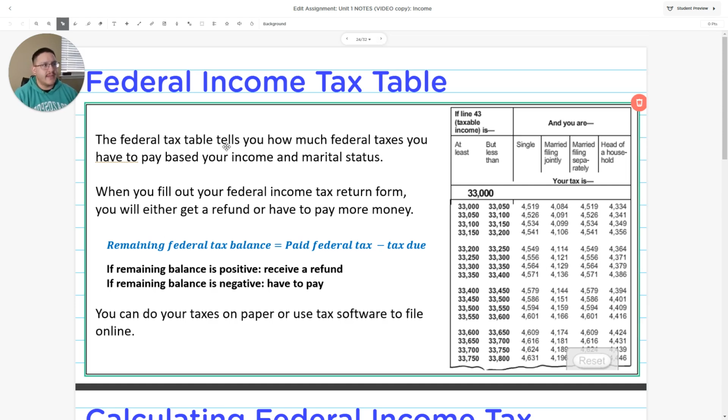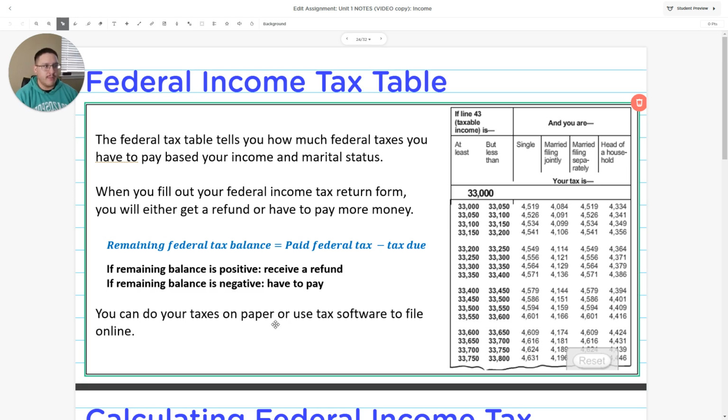The federal tax tables tell you how much federal taxes you have to pay based on your income and marital status. When you fill out your federal income tax return form, you will either get a refund or have to pay more money. Now, the remaining federal tax balance equals the paid federal tax minus the tax that is due. If the remaining balance is positive, you'll receive a refund. If the remaining balance is negative, you'll have to pay.